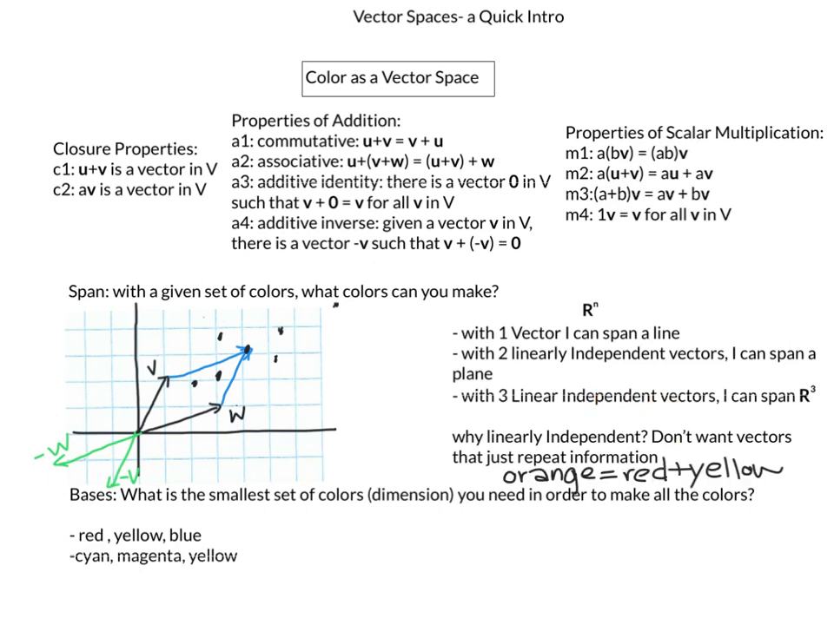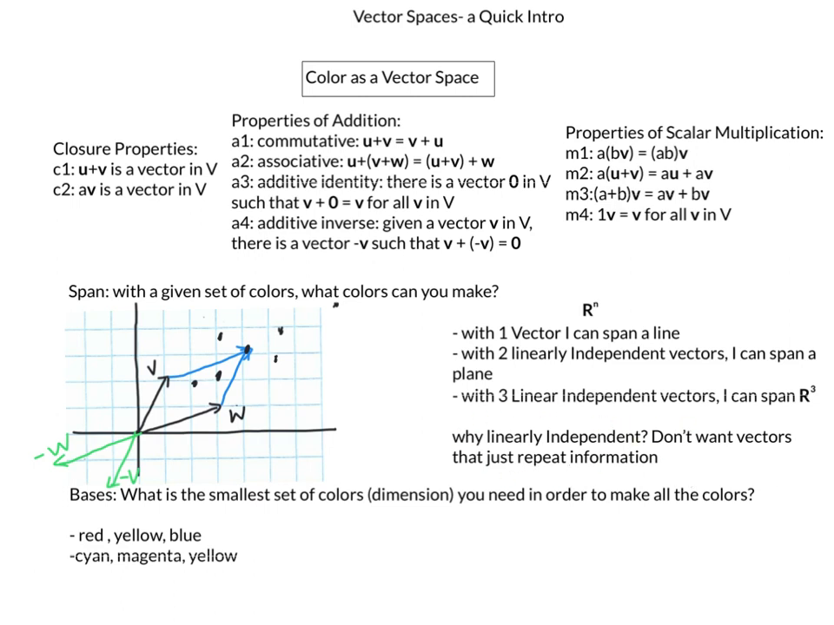So in terms of the colors analogy, if I had the three colors orange, red, and yellow, the orange doesn't really help me reach other colors because its information is already contained in red and yellow. In other words, orange can be made from red and yellow. Orange doesn't help me make additional colors that red and yellow don't already allow me to make. So that's the idea of span. What are the new colors you can make, or what can you reach with the vectors that you have?